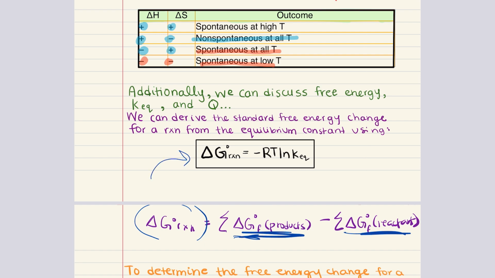Now here R is the ideal gas constant, T is temperature in Kelvin, and K EQ, this is the equilibrium constant. Now this equation allows us to make not only quantitative evaluations of the free energy change of a reaction, but also qualitative assessments of the spontaneity of the reaction. The greater the value of K EQ, the equilibrium constant, the more positive the value of its natural logarithm. The more positive the natural logarithm, the more negative the standard free energy change is. The more negative the standard free energy change, the more spontaneous the reaction.